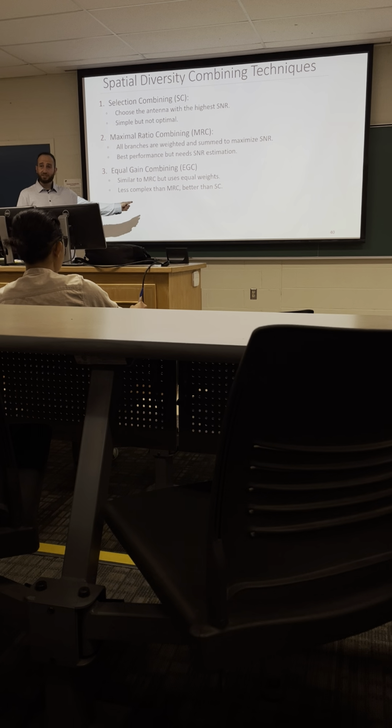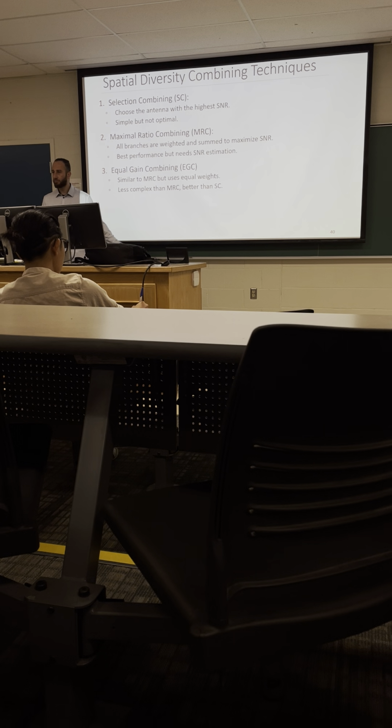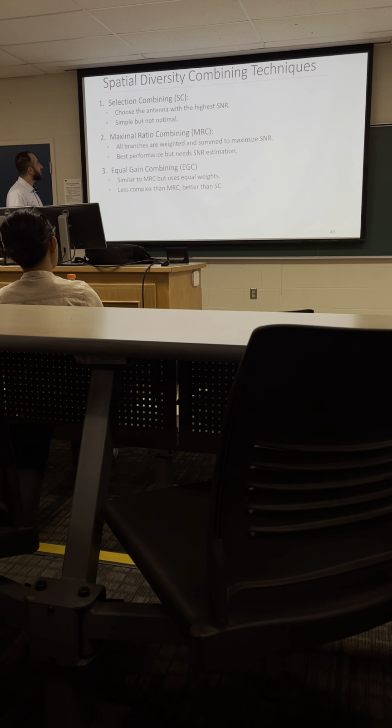Remember the example I mentioned before I started explaining these types? With the 3 versions, even with the included noise, I successfully obtained the original symbol, right? So for selection combining, I don't care about the rest of the versions. I just select the best one, which is very simple, but it's not optimal. The second one here, which is the most commonly used, is called maximum ratio combining.